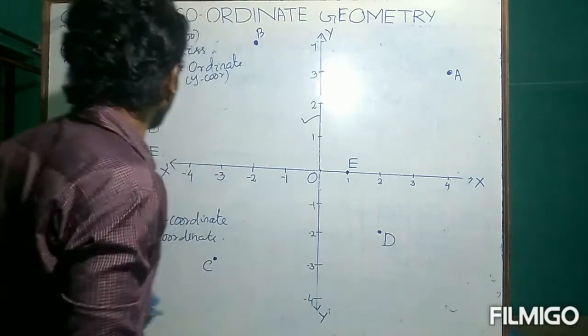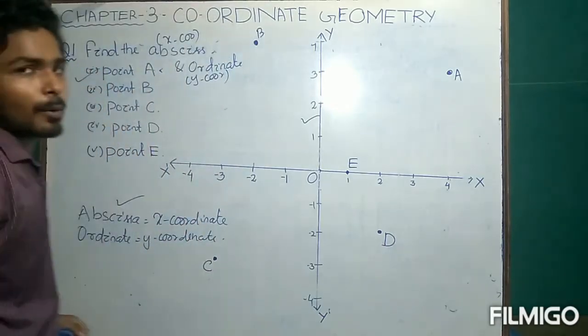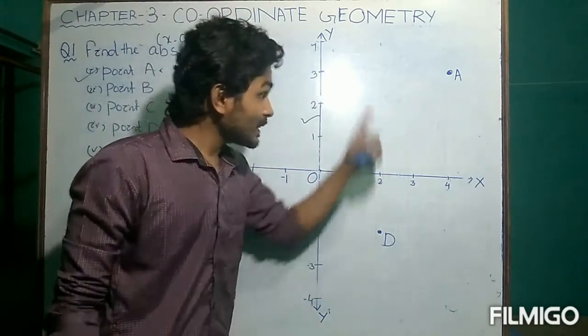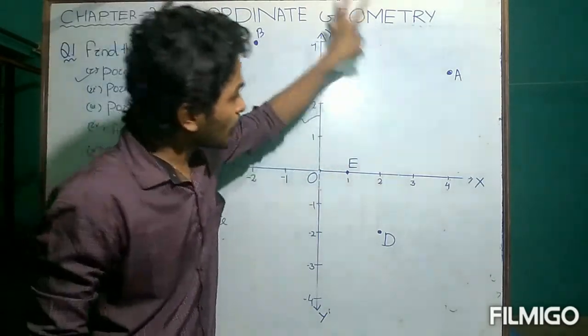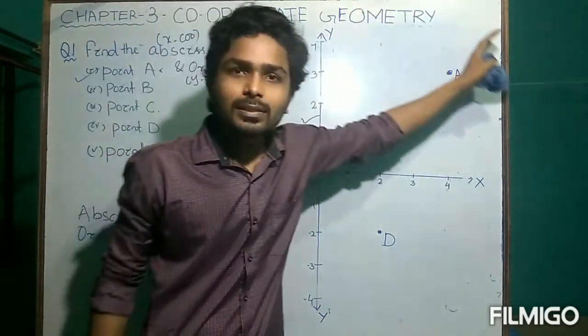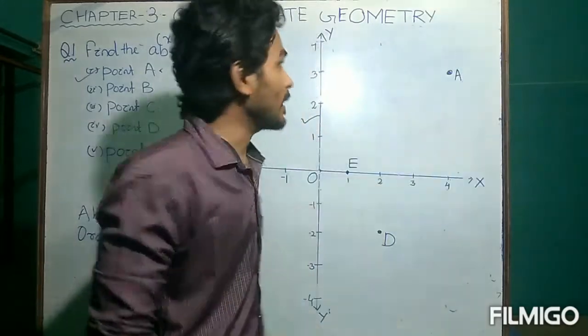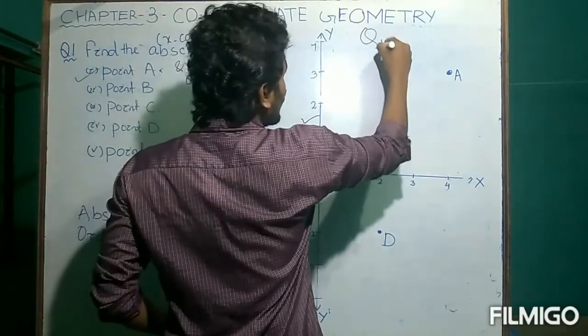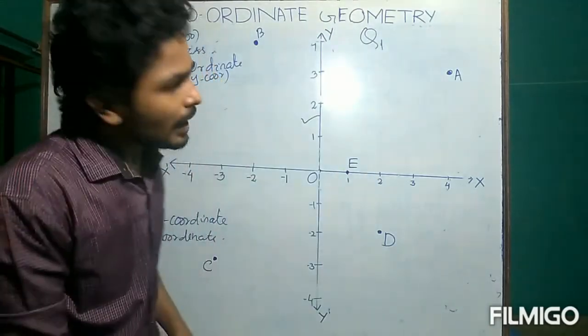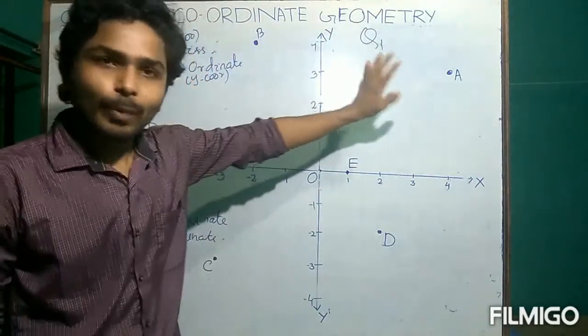Okay, so here we start with the first point A. You can see the point A is located in this portion. This portion is known as quadrant 1. So first write it Q1. This means quadrant 1. Now you have to find out this x and y coordinate.